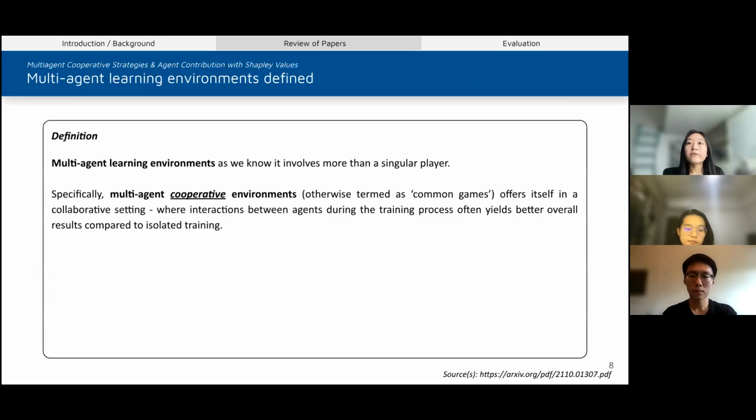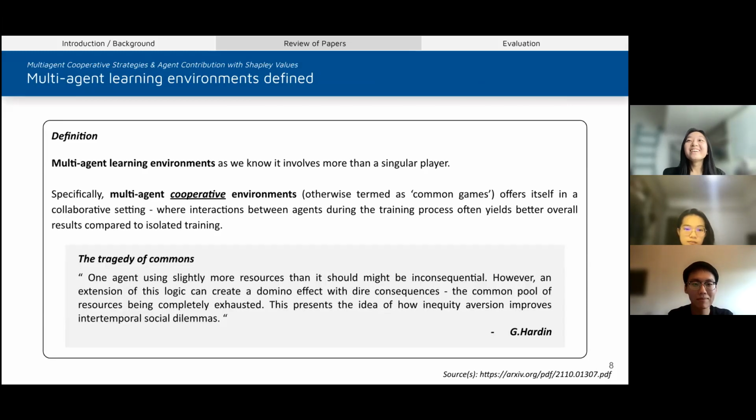To begin, we first define a multi-agent learning environment. Specifically, for a cooperative environment, interactions between agents during the training process can often yield better results than isolated training. This gives rise to an interesting concept brought forward by G. Hardin, whereby if one agent in an MARL uses slightly more resources, this might be inconsequential. But many agents doing so can result in the common pool of resources being exhausted. The tragedy of commons suggests that inequity aversion may improve intertemporal social dilemmas.